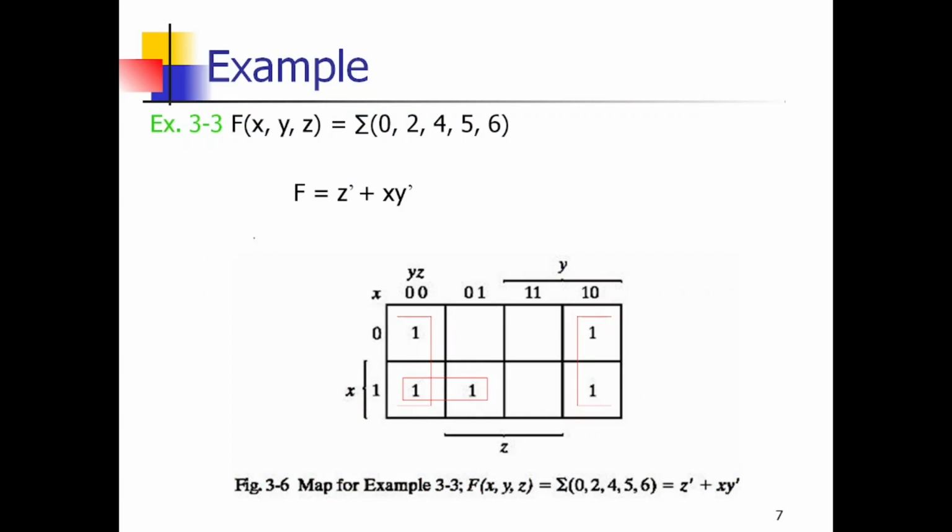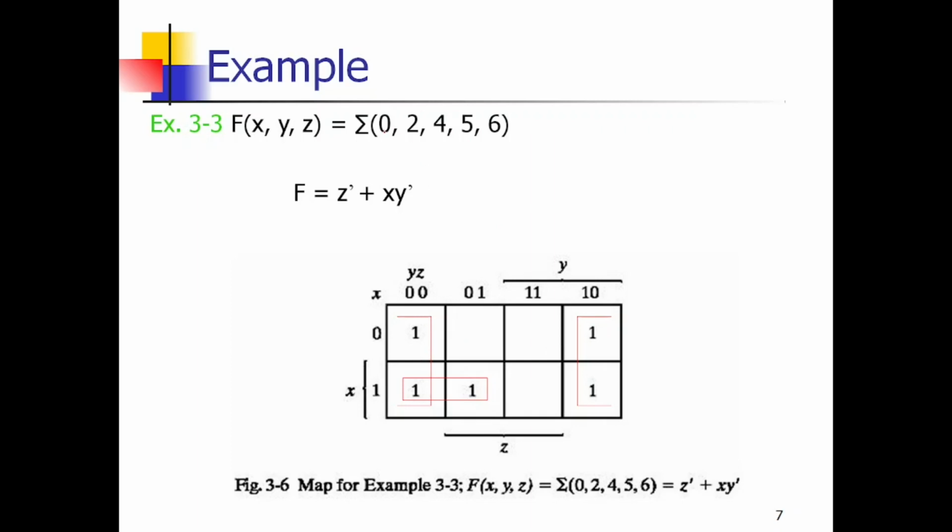Next we are having another example here. Simplify f of x, y, z equal to summation of 0, 2, 4, 5, 6. For this we have to draw the 3 variable K-map first. After that we have to plot the min terms with 1. The corresponding min terms in the K-map have to be plotted with 1.